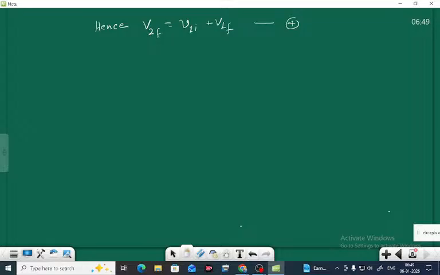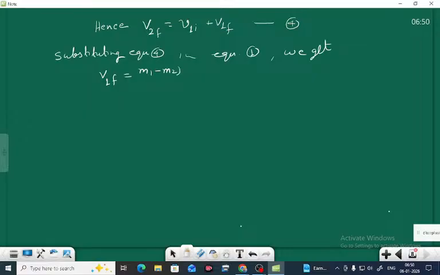Right? Now substituting equation 4 in equation 1, we substitute this equation, then we are getting v1 final is equal to (m1 minus m2) divided by (m1 plus m2) into v1 initial.